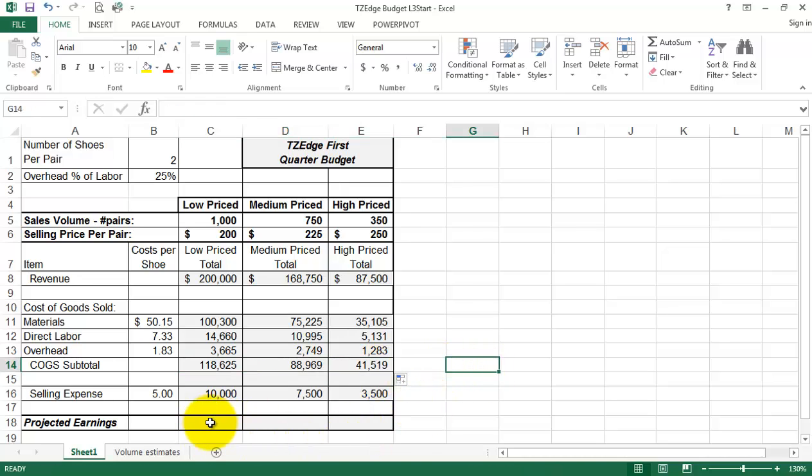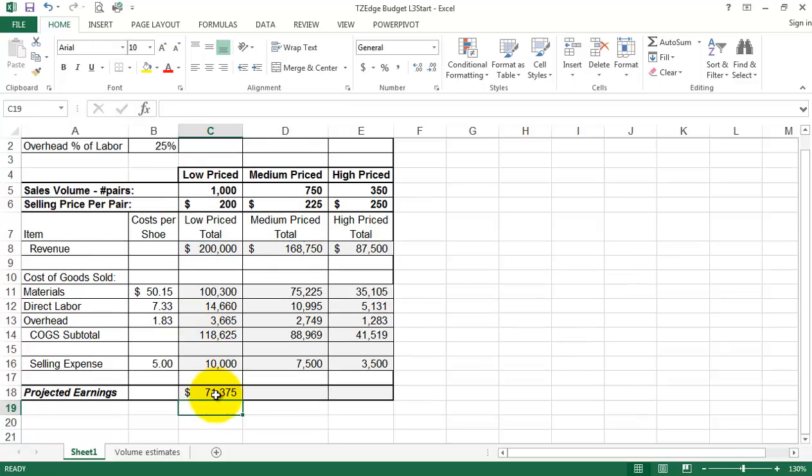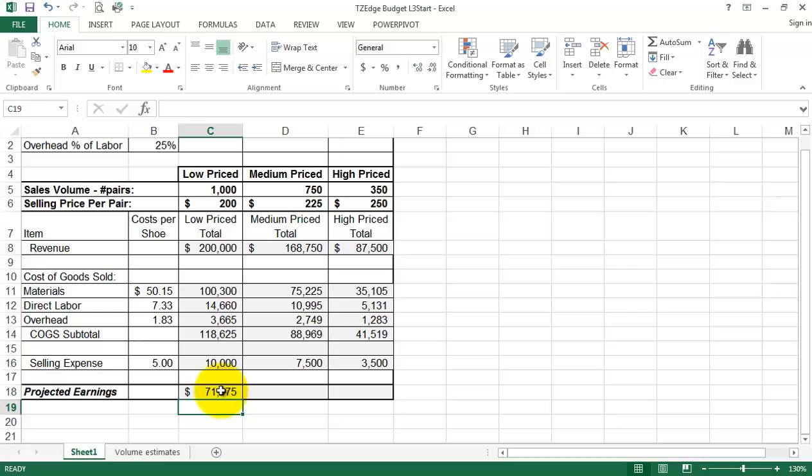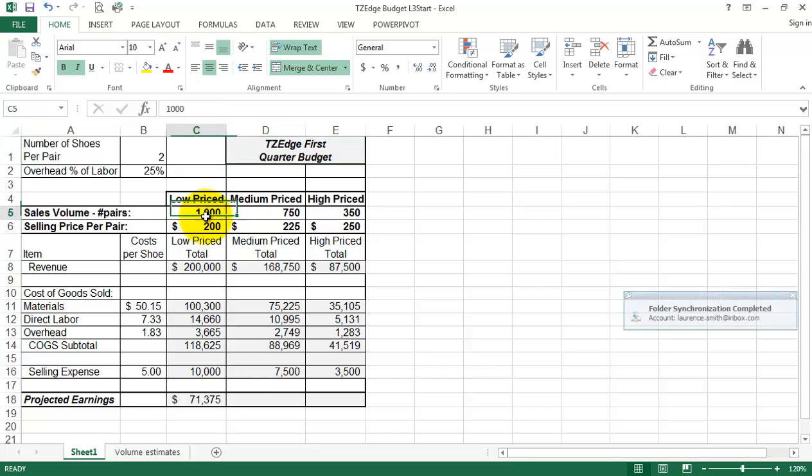So now let's look at the projected earnings. Well, that's very simple. Equals the sales minus the cost of goods sold, meaning the material cost, minus the selling price, 10,000. Press enter. So it comes back with $71,000 as the profits in the first quarter using low pricing and receiving a volume of 101,000 sales.